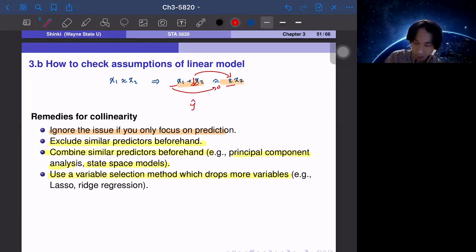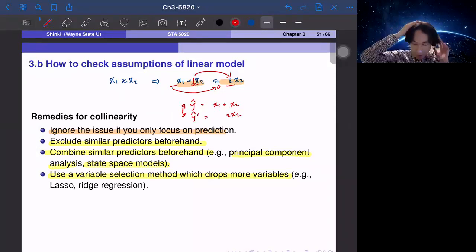So if we use x1 plus x2 as y hat, or 2 times x2 as y hat, anyway, these two are very similar. So we can just ignore this issue, and we use the predicted value. And that is one solution.